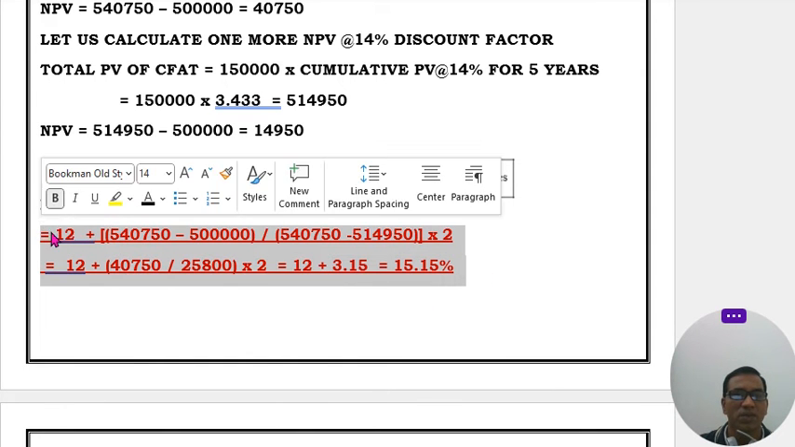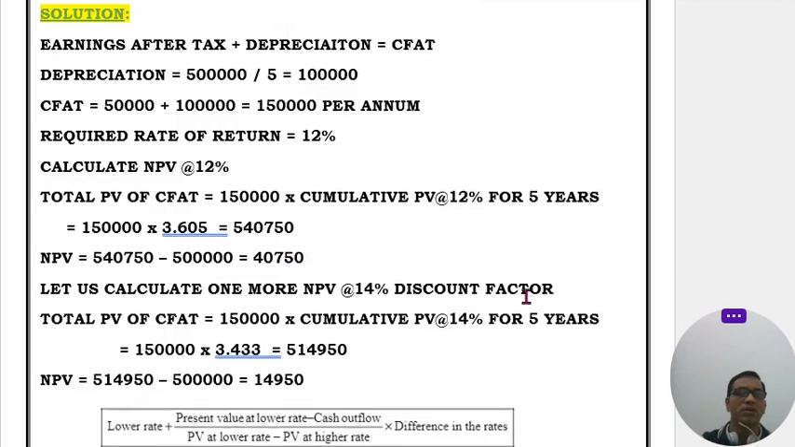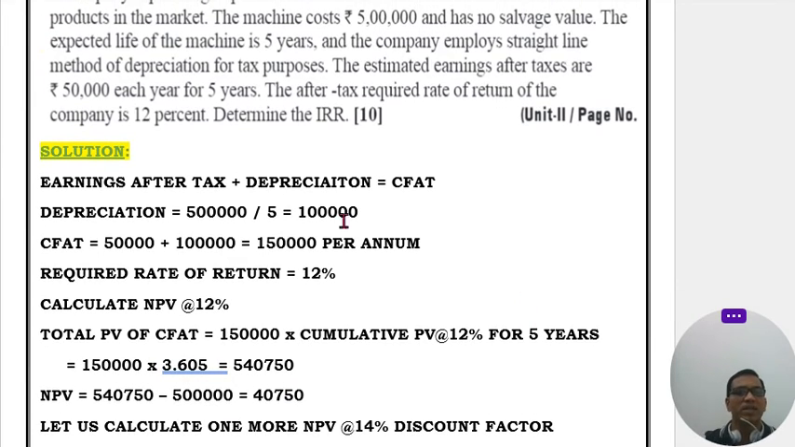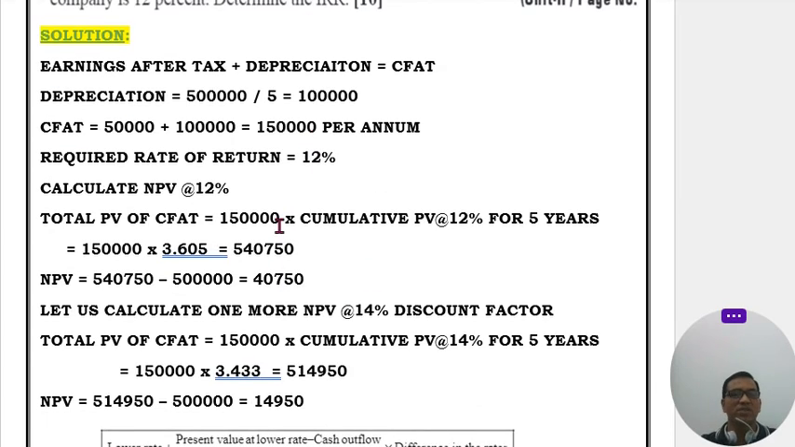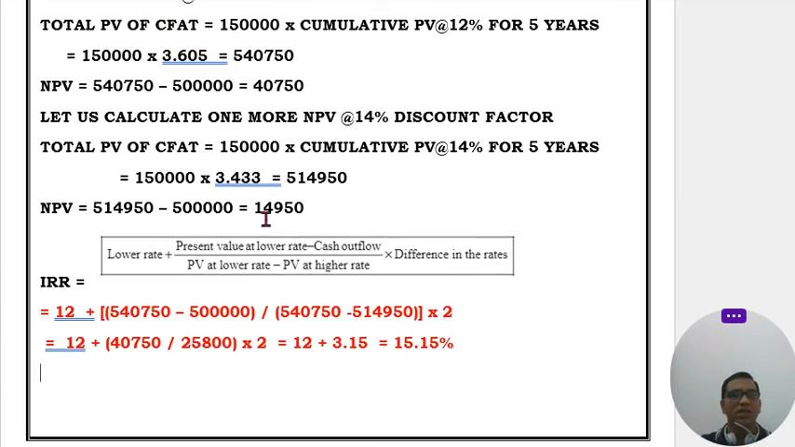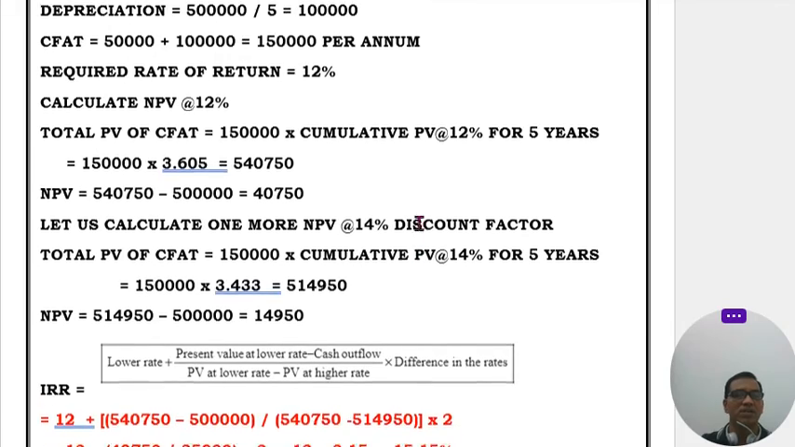How did you get the interpolation formula? For that we need two NPVs. So first, already given 12%, I calculate NPV at 12%. Then I calculate NPV one more time at 14%.